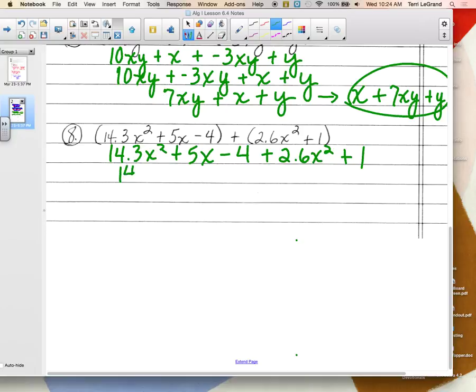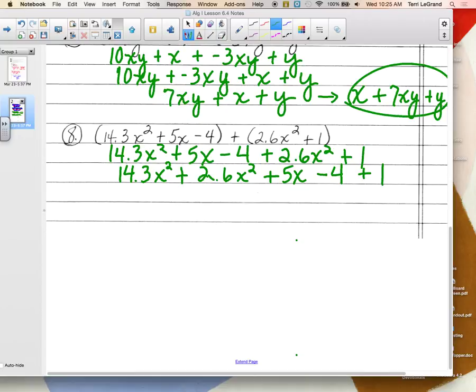So 14 and 3/10 x squared plus the 2.6 x squared. What would be next? Plus 5x. Plus 5x, minus 4. Yes, so we keep that subtraction, plus 1.